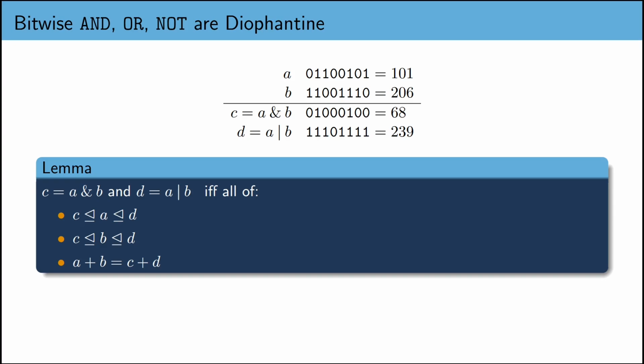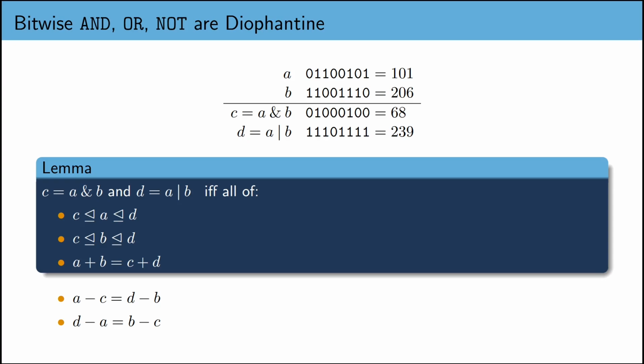And this is an exact characterization. If these 3 conditions hold, then C is the bitwise AND of A and B, and D is the bitwise OR of A and B. To see this, we first rewrite our third condition as A minus C equals D minus B. Note that because C is a binary subset of A, the subtraction A minus C doesn't involve any borrowing. It just gives us a number with 1s in positions where A contains a 1 and C does not. Similarly, D minus B gives us a number with 1s in positions where D contains a 1 and B does not. Since these numbers have to be equal, these sets of positions have to be the same.